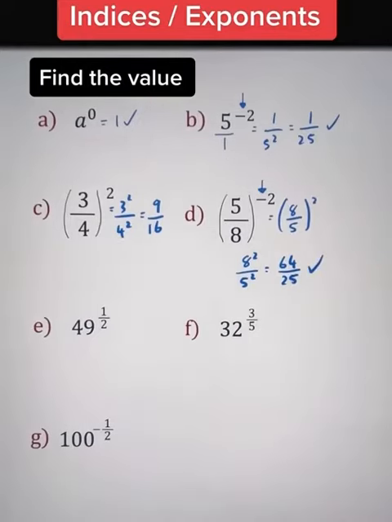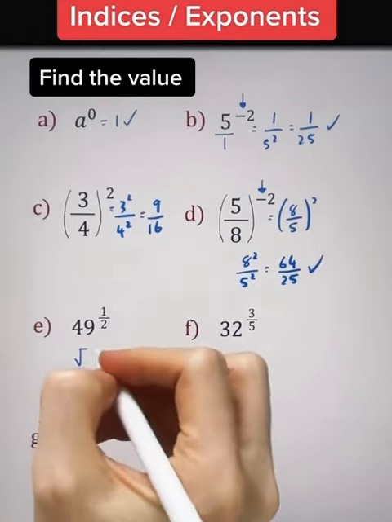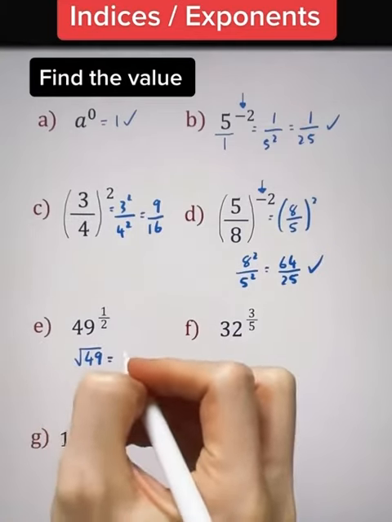For part E, a power of a half means the square root. Hence we're going to do the square root of 49, which gives us 7.